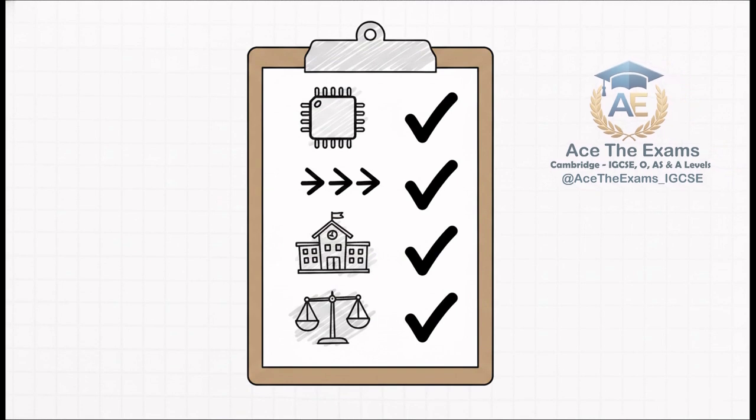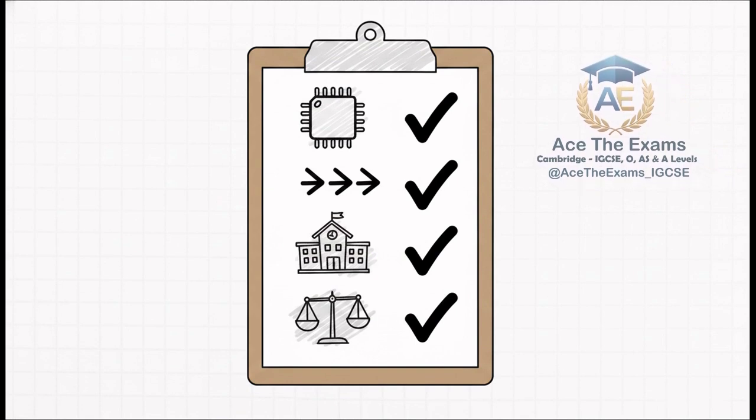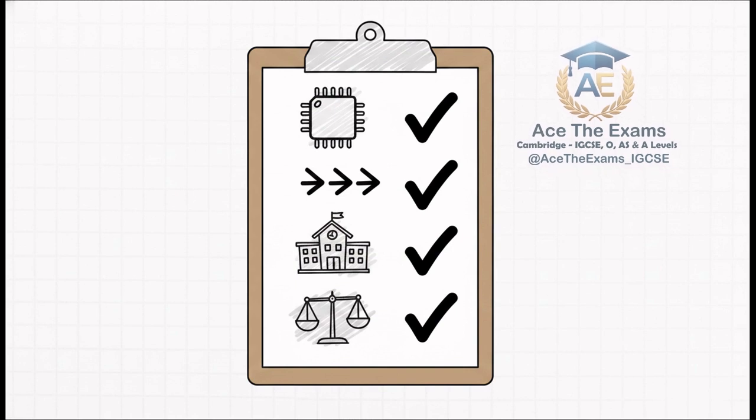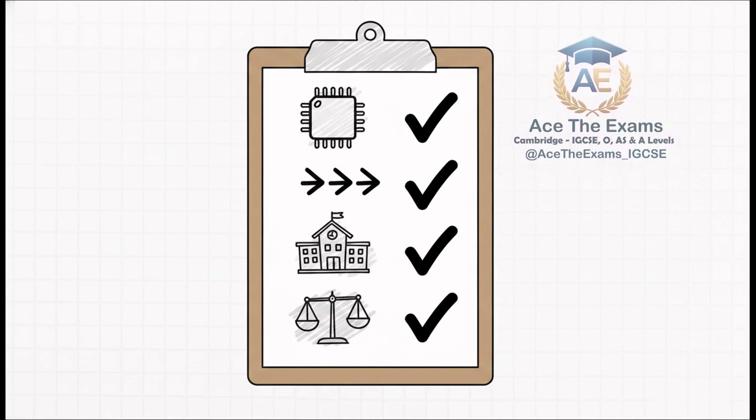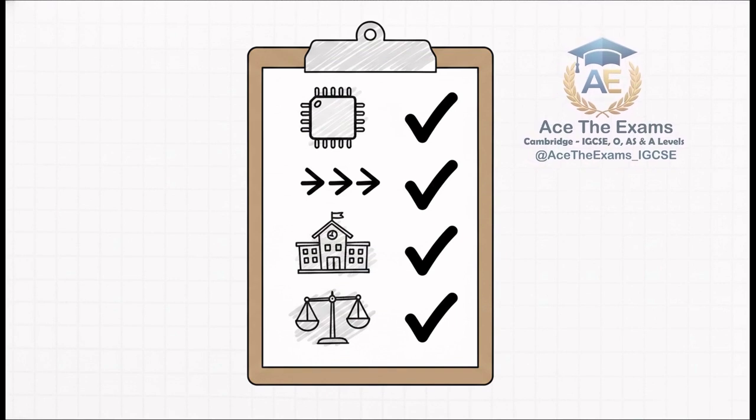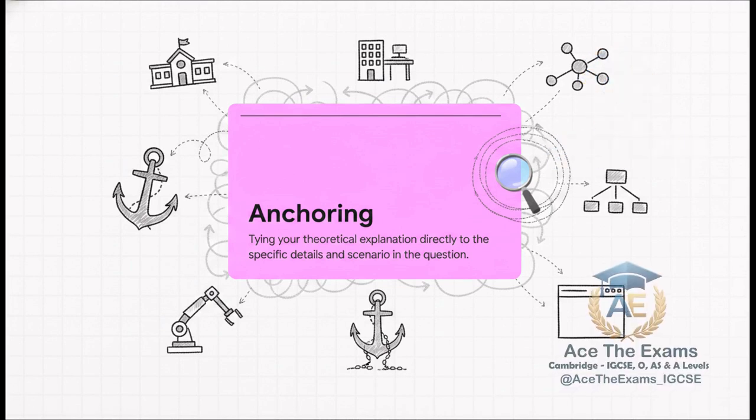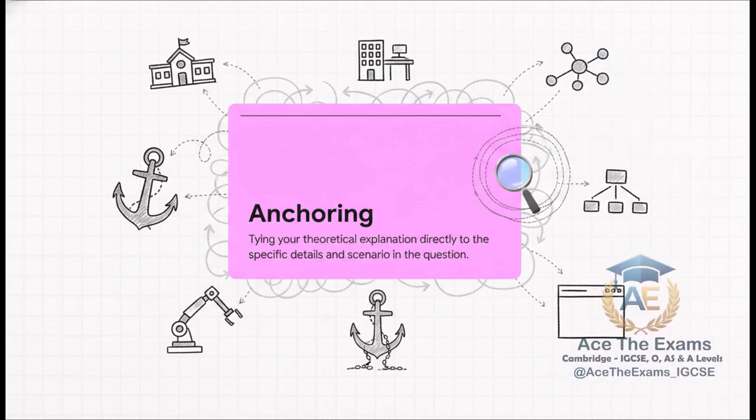If we run this through an examiner-style checklist, you can see exactly where the marks are won and lost. Did you identify specific hardware or software? Did you explain a clear sequence? Did you connect it to the school database context? Did you evaluate the design decision? Generic responses rarely gain full marks because they completely failed this exact checklist. So the crucial point is this definition right here, anchoring. This is the examiner clue I promised you.